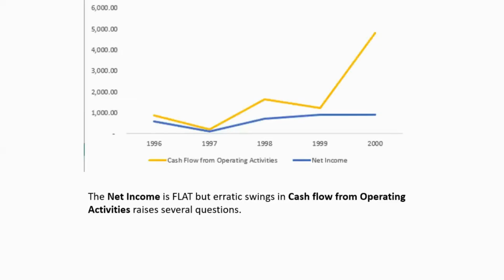This is taken from Enron's statements. If you compare cash flow from operating activities and net income, we can see a wide gap at year 2000. If there is such a wide gap, you should be aware of it. Net income is almost flat from 1998 to 2000, but we have lots of variation in cash flow from operating activities.